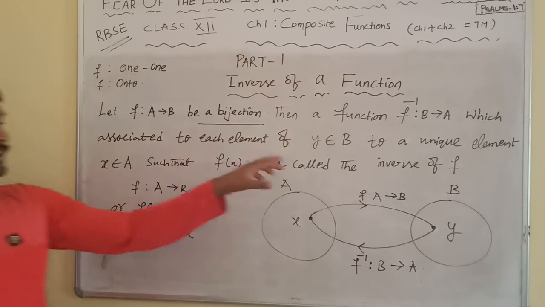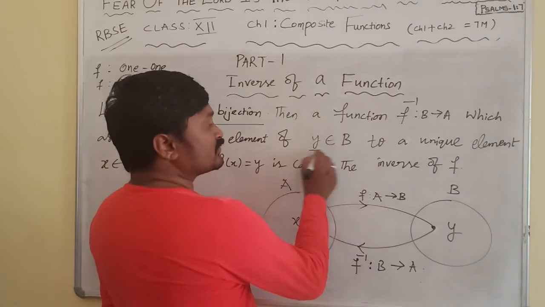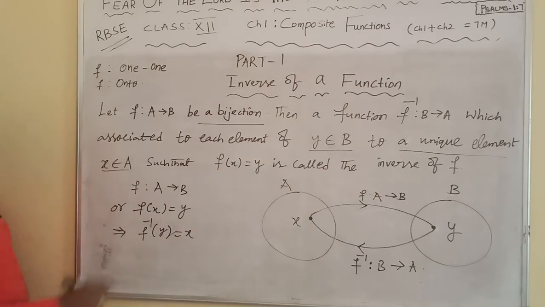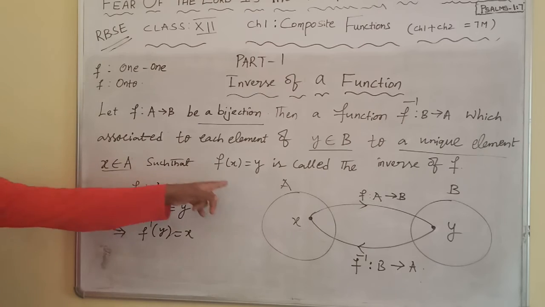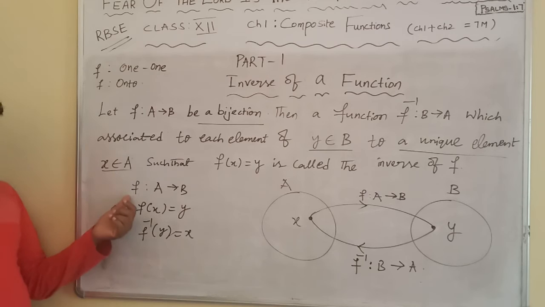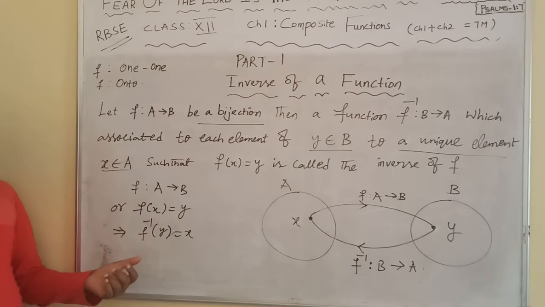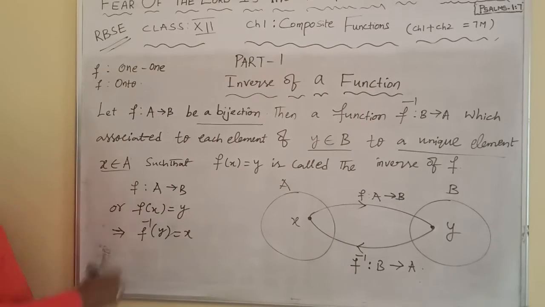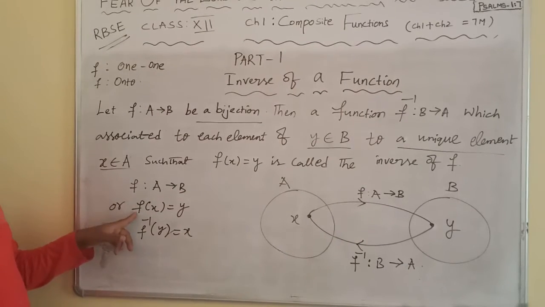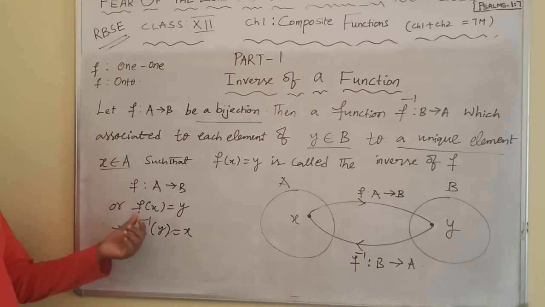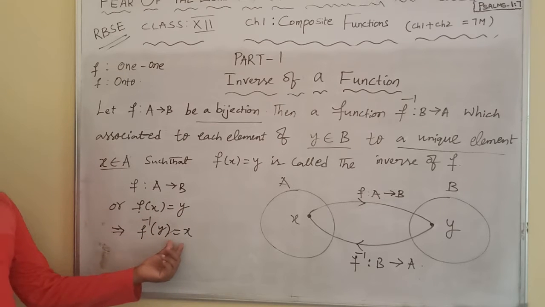So that's what is given here: y belongs to B, a unique element x belongs to A, such that f of x equals y is called the inverse of f. So now we can write f maps A to B, and f inverse means that is B to A. So now f of x is equal to y. Here f is multiplying with x and it goes to that side, it becomes 1 upon f, that is nothing but f inverse. So f inverse of y is equal to x.